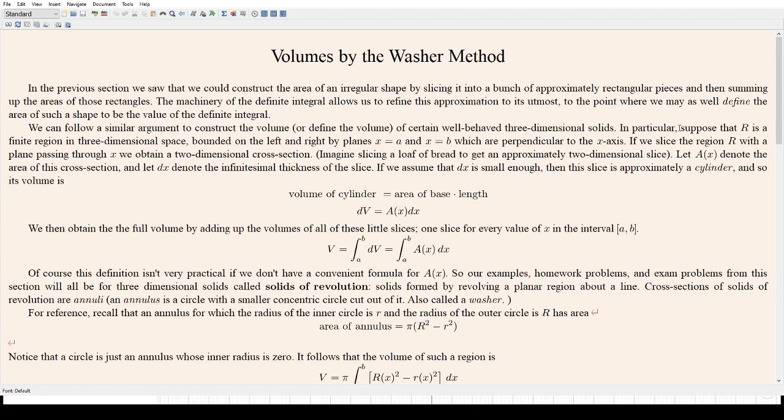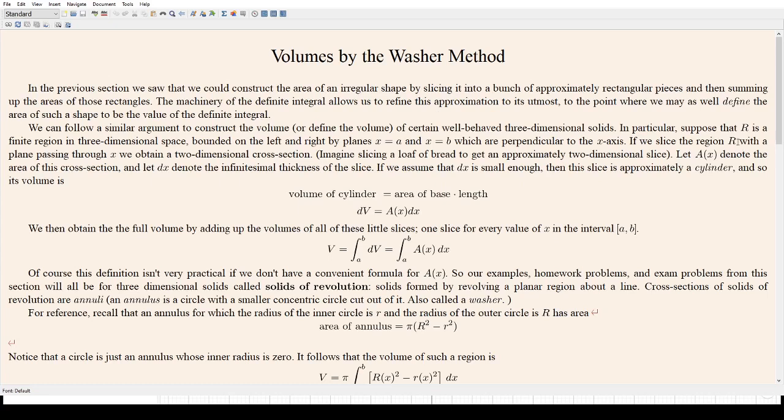So, in particular, suppose that we have some sort of region in three-dimensional space, but it's finite, it's bounded. Let us place on the left and right of this region two planes which go through the x-axis at x equals a and x equals b and are perpendicular to the x-axis. So basically, we're taking the vertical lines x equals a and x equals b and just extending them into the third dimension so that they become planes. And we assume that our region is in between those two planes.